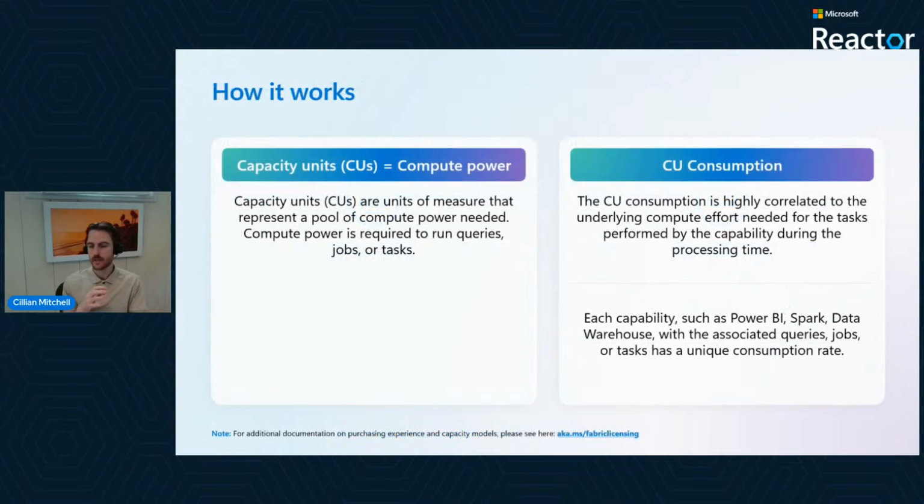And so, how does this actually work, right? As you might already know, you can purchase what are called capacity units. So for example, if you have an F64, you get 64 capacity units. And those CUs represent the compute power that's needed to run different queries or jobs or tasks. Depending on the job that you're running, Fabric will consume those CUs at different rates, basically based on the compute power that's needed to run that job. And the actual consumption is then translated into CU usage based on a 30-second evaluation period.